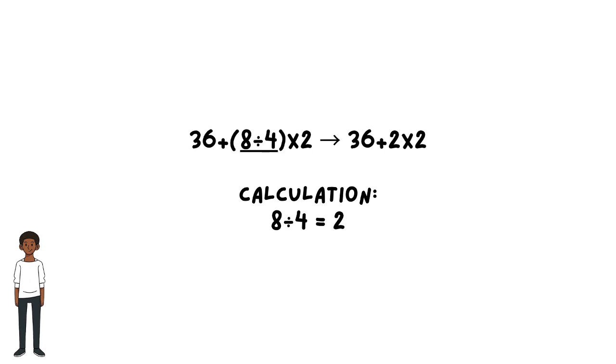Next, division and multiplication outrank addition. Moving strictly from left to right, we divide 8 by 4 first. 8 divided by 4 equals 2, giving us 36 plus 2 times 2.